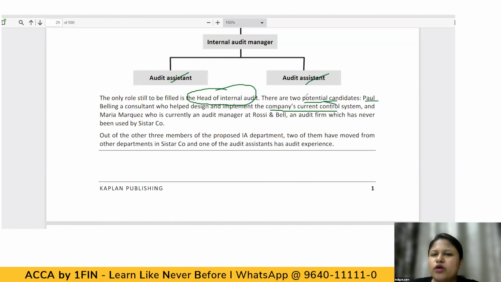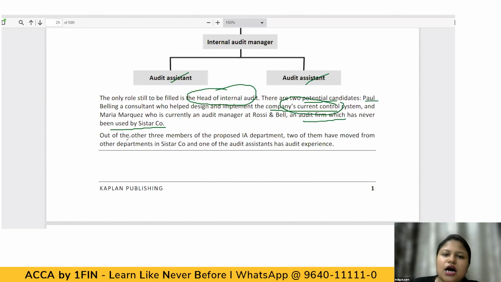Quite understandable if you are a part of the control system planning or designing, how are you going to be part of the internal audit department? How are you going to review your own work which you have done? And Maria Marquis, who is currently an audit manager at Rosie and Bell, an audit firm which has never been used by the sister company, so it's completely an independent source here.